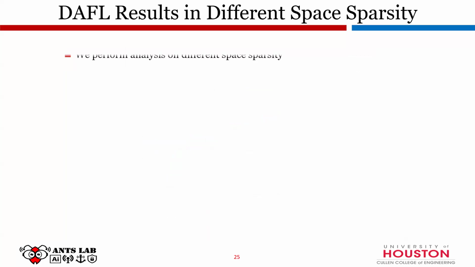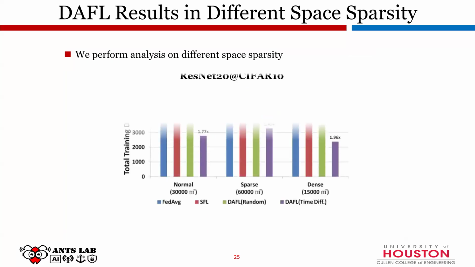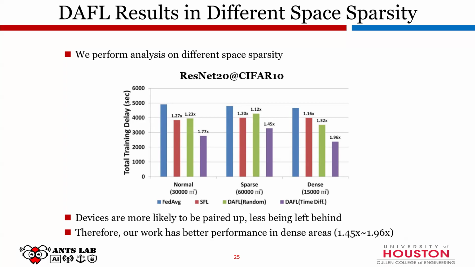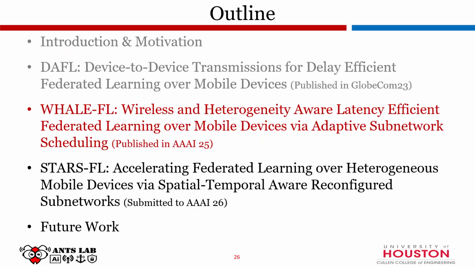We also perform experiments on different room sizes, in terms of space sparsity. We have a normal size room, a sparse room, which is a wider room, and a dense room, which is much more crowded. Devices are more likely to be paired up and less likely to be left behind in a dense room. So our work has better performance in those dense areas. As you can see in the graph, the transmission time is much slower than in the purple line. So that concludes my first work, DFL, and now I will talk about my second work.